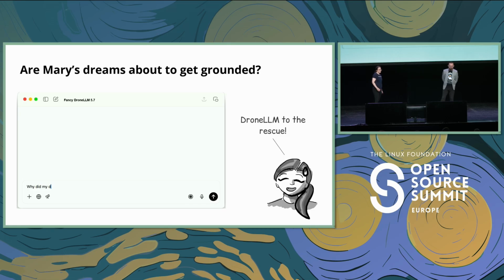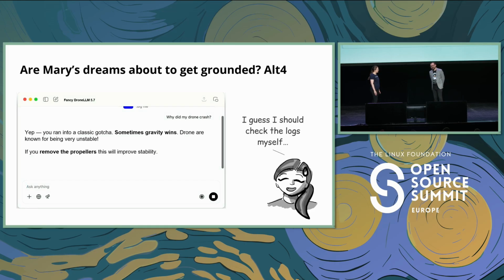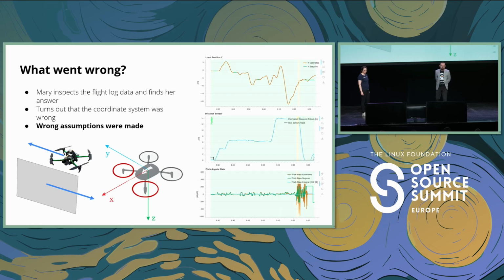So Mary's colleague actually has a tip for Mary. Hey, use this chatbot, use this AI to debug your problem. So she inputs the logs and asks, what went wrong? Why did my drone crash? What's the exact reason? And it had this to say. Obviously, taking off the propellers is not a great solution. Luckily, it knows how to pull the drone's logs out of it and then actually parse them. So she generates graphs to try to understand what happened.